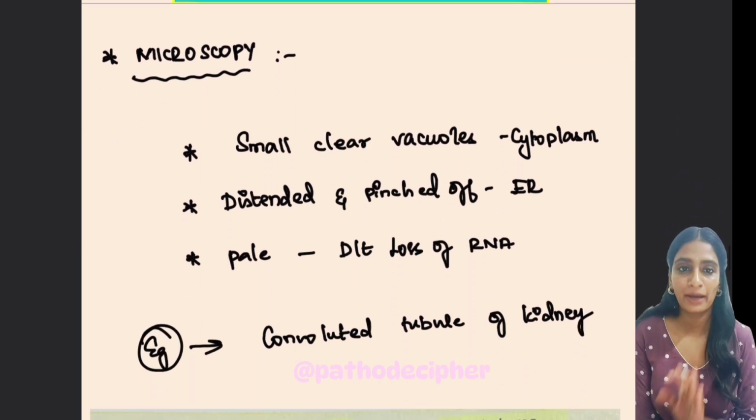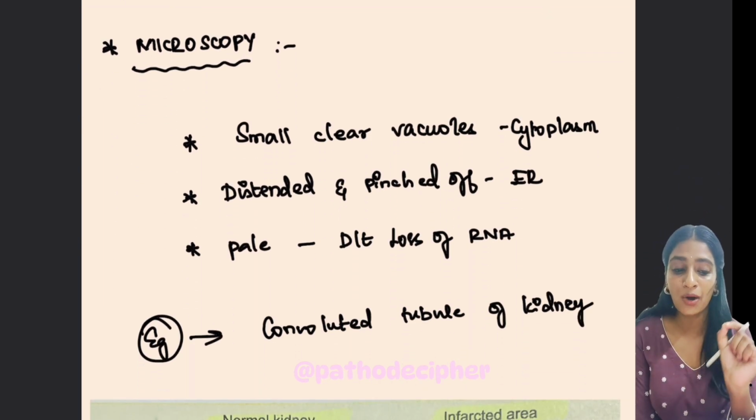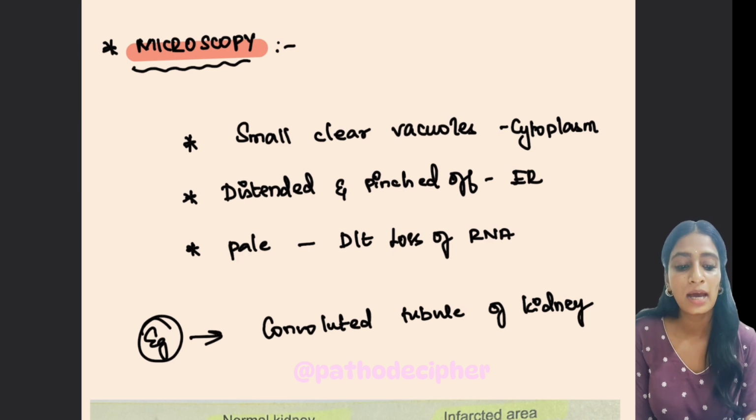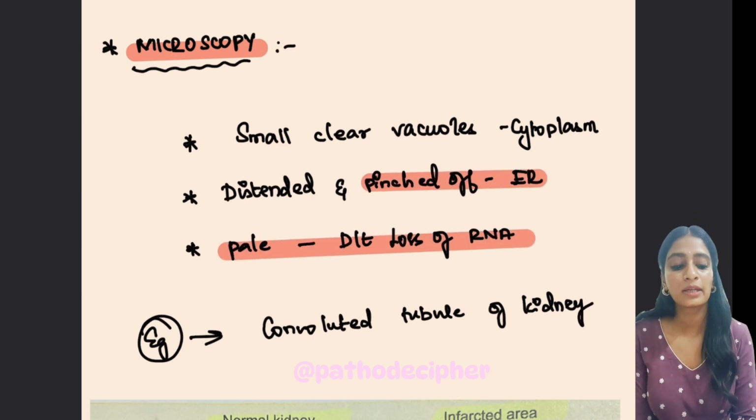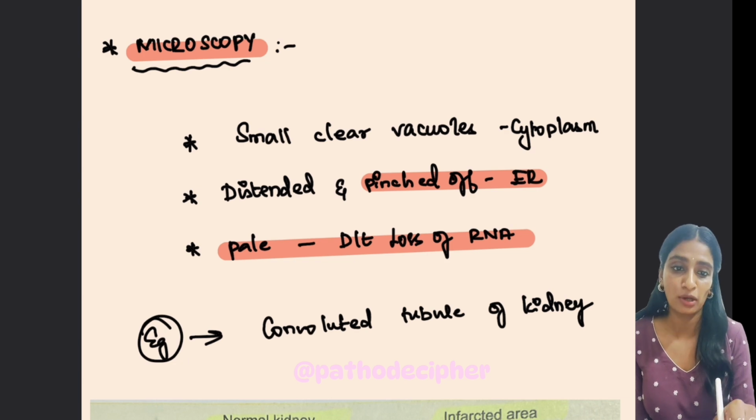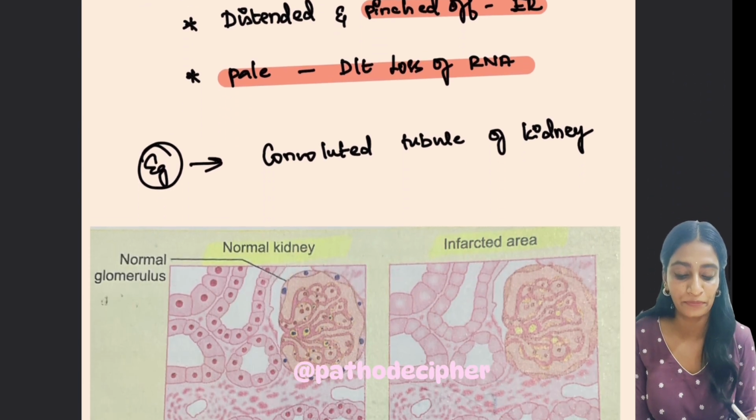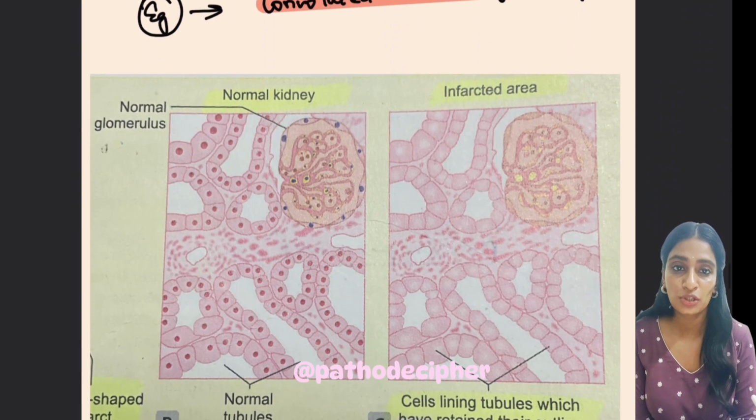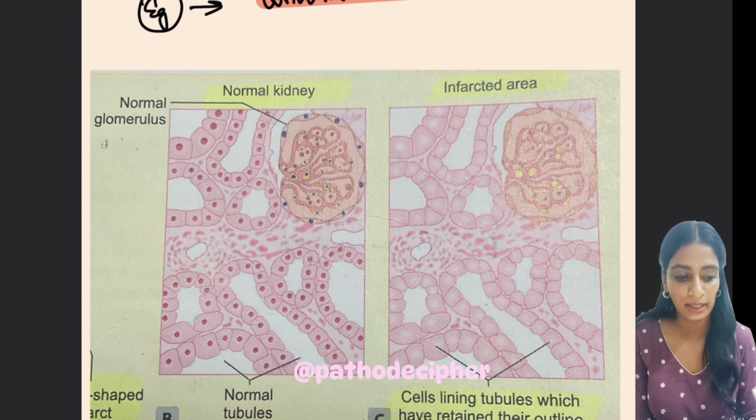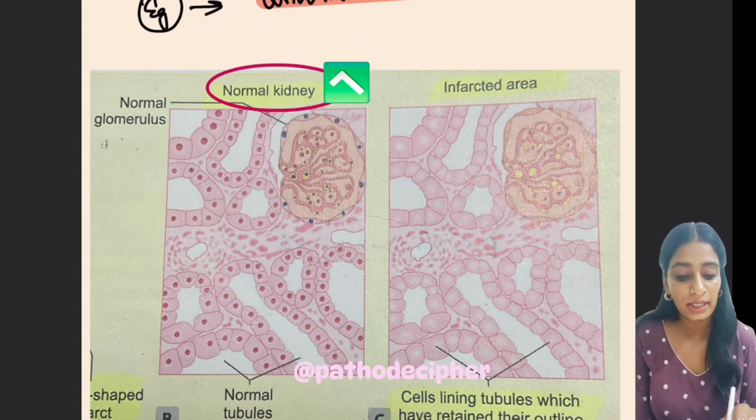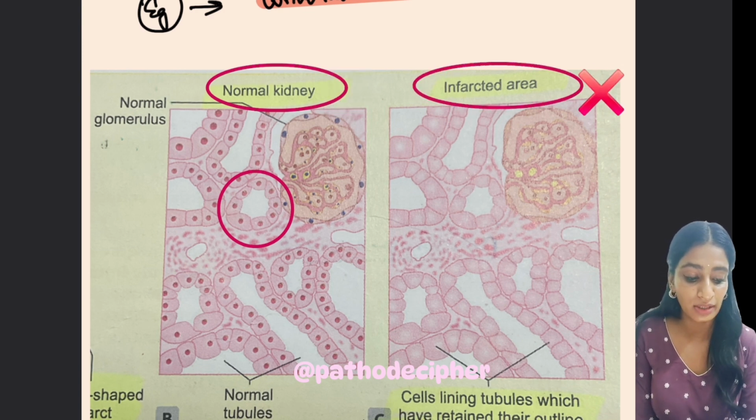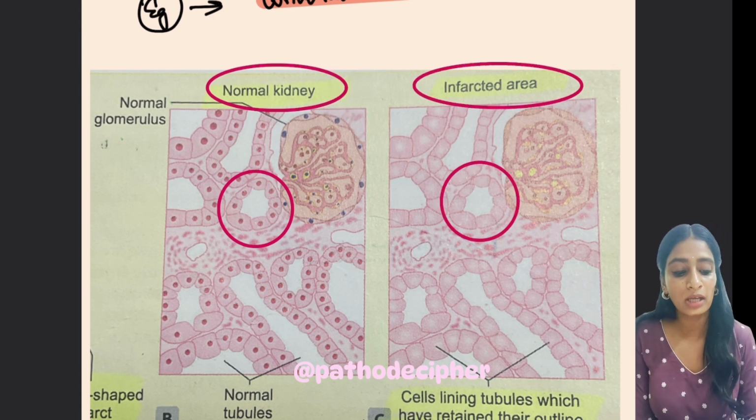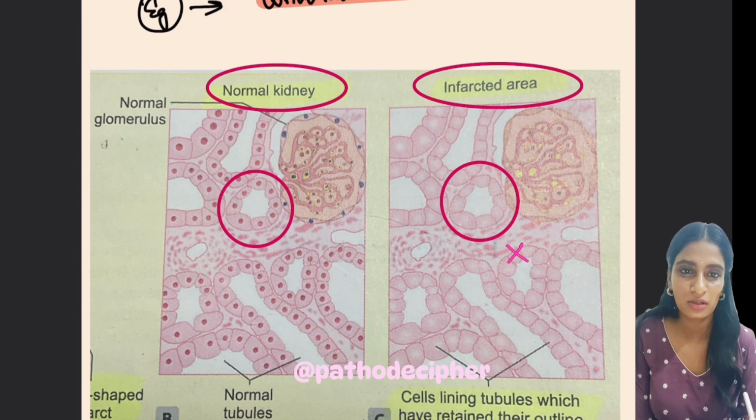Coming to microscopy, there will be small clear vacuoles in the cytoplasm, and there will be a disjointed, pinched off endoplasmic reticulum, and the pale color appearance is mainly due to the loss of RNA. The example is the convoluted tubule of the kidney. You can see in this diagrammatic picture, on one side the normal kidney where the architecture is maintained, and on the other side the infarcted one where necrosis has occurred, where the outline is preserved but you cannot differentiate the cytoplasm and nucleus. This is the best example.